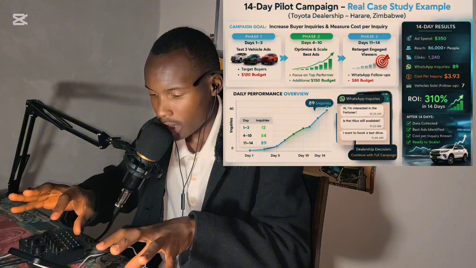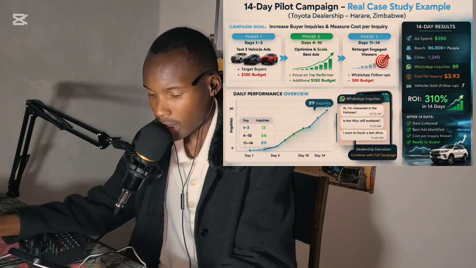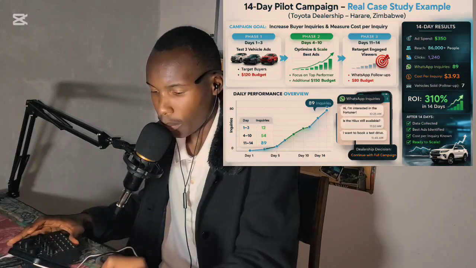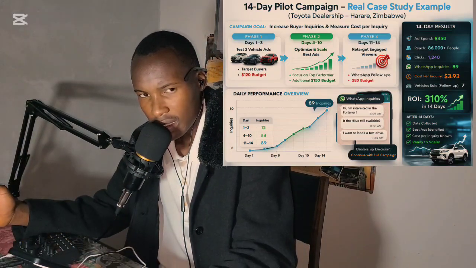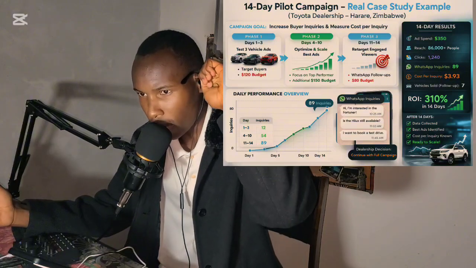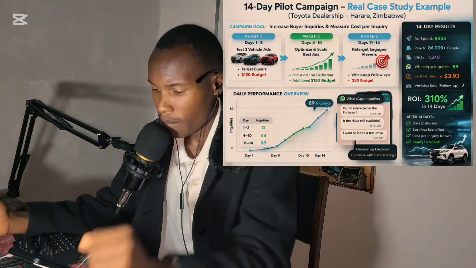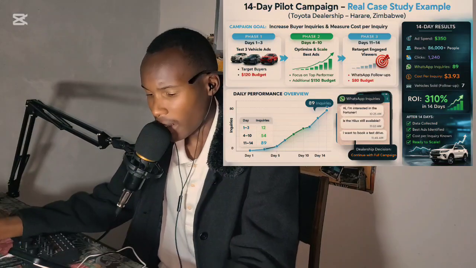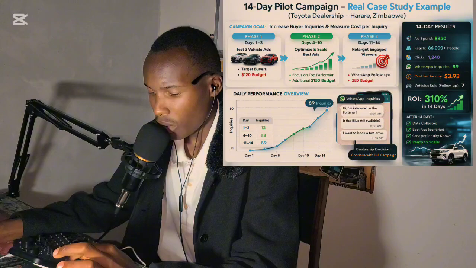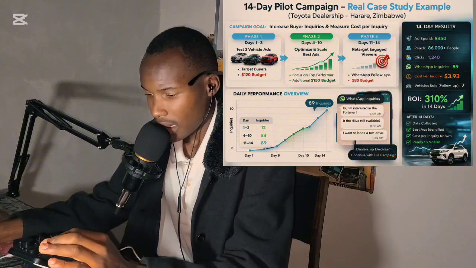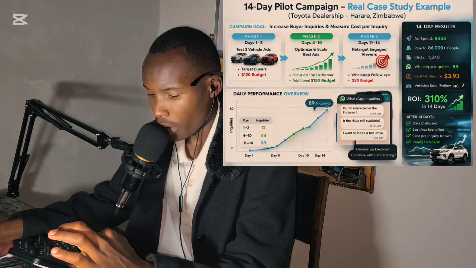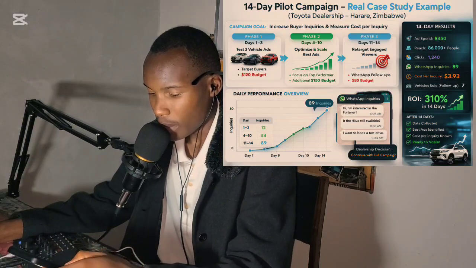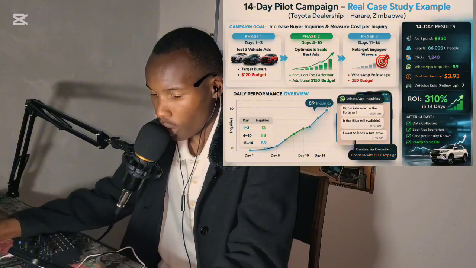I'm going to demonstrate with the picture that you're looking at right now. It's a diagram that explains the 14-day pilot campaign. This is a case study for people in Zimbabwe. We are going to go with a Toyota dealership in Harare. So here we are going to look at what really is going on. We are going to dive deep and see exactly what is happening.